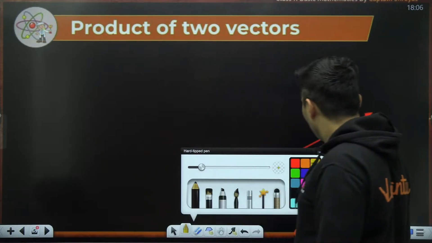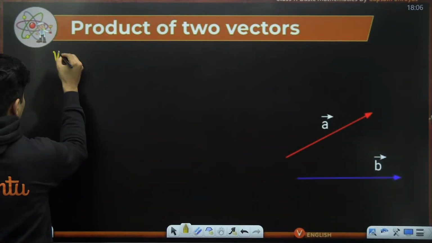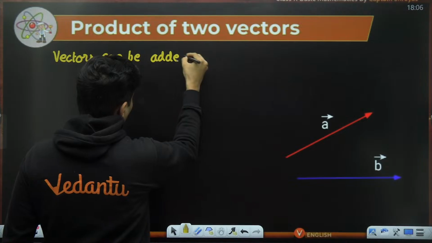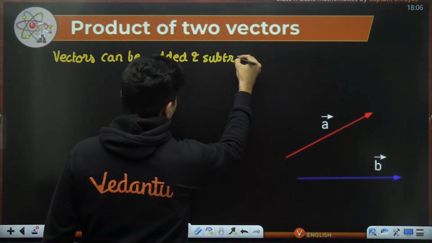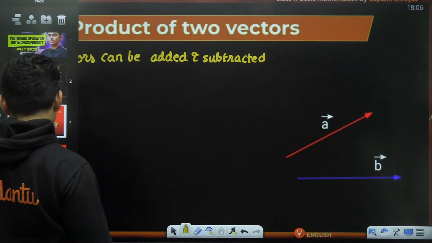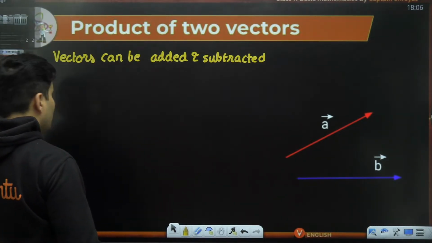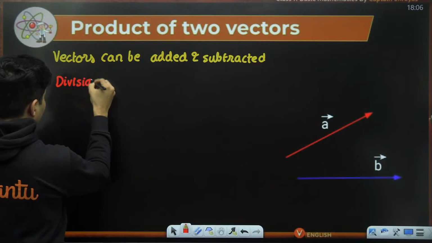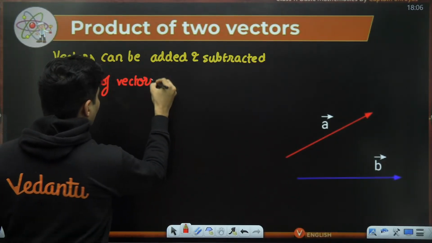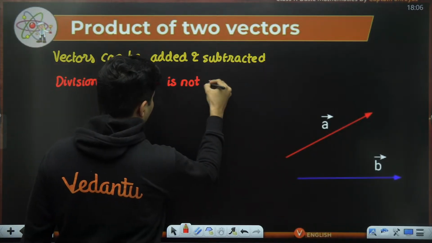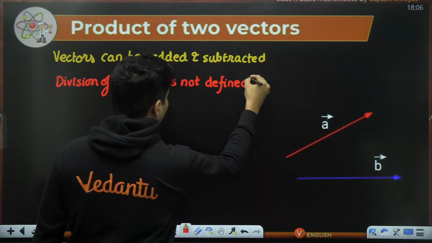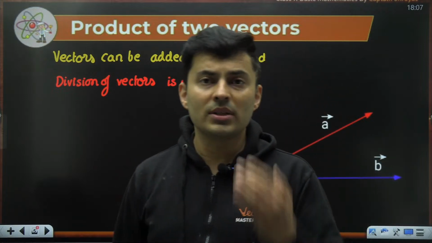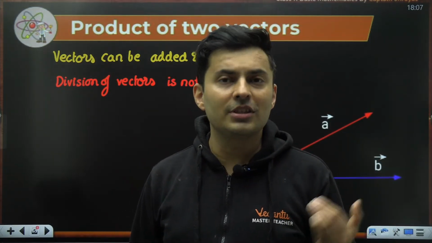Now, we have already seen that vectors can be added and subtracted. But division of vectors is something which you should never do. Division of vectors is illegal. It is not defined. It's meaningless to divide two vectors with each other. There is no physical quantity in this universe which depends on the division of two vectors.